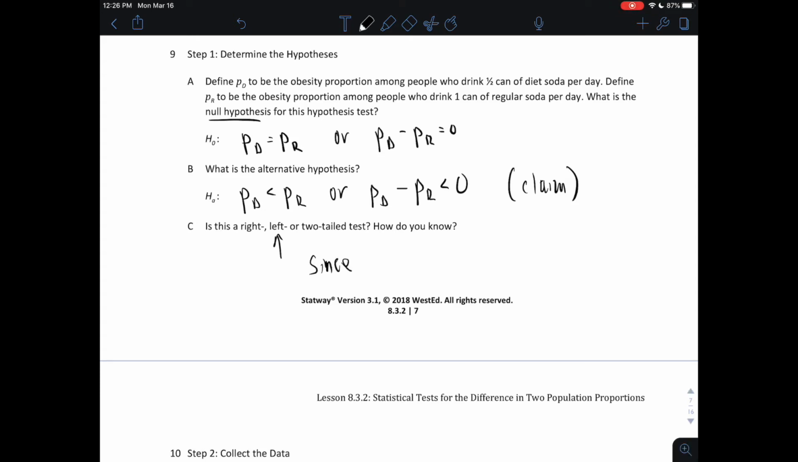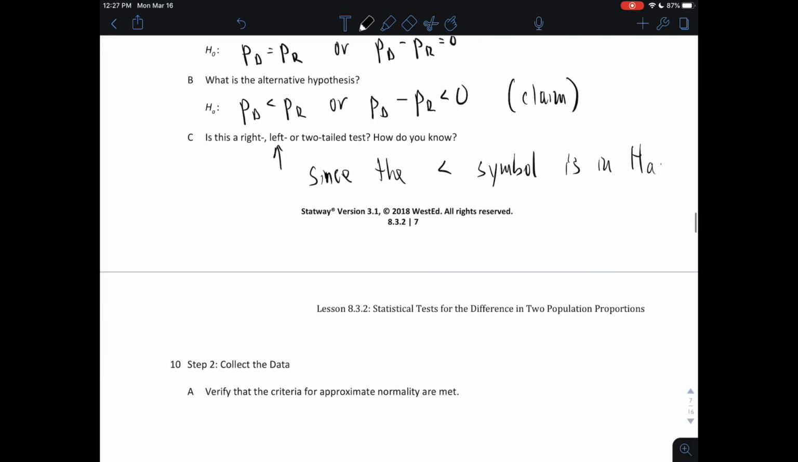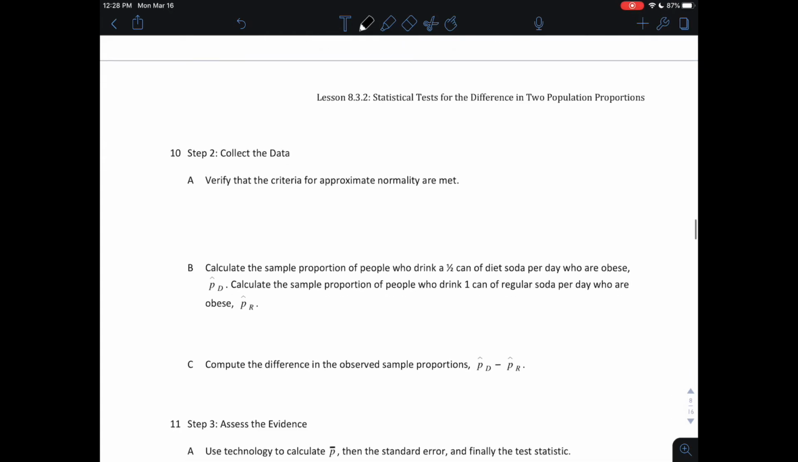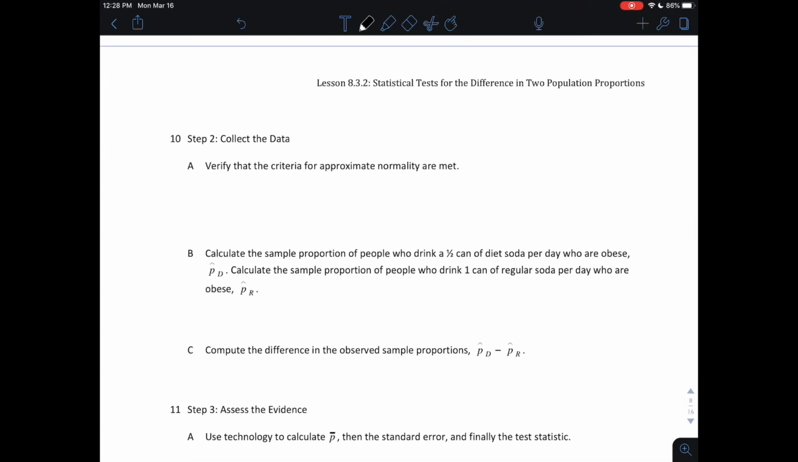And we can say, since the less than symbol is in our alternative hypothesis. Number 10, step 2, collect the data. Verify that the criteria for approximate normality are met. So here we need our number of successes and failures, and we're going to organize this for the diet and the regular.